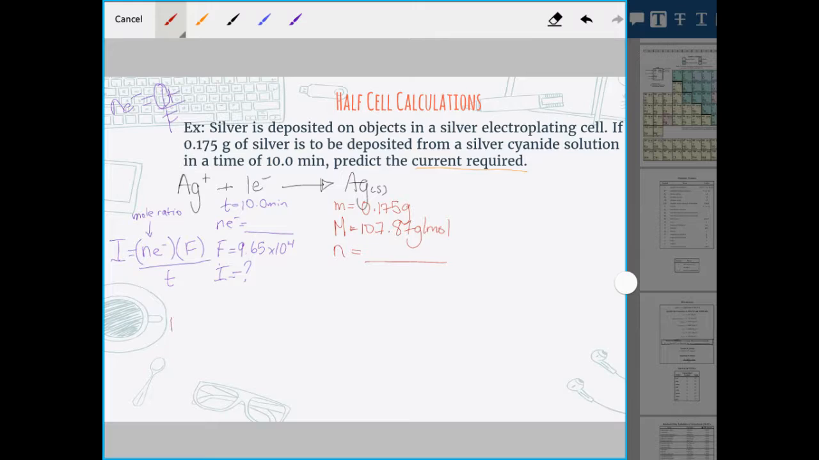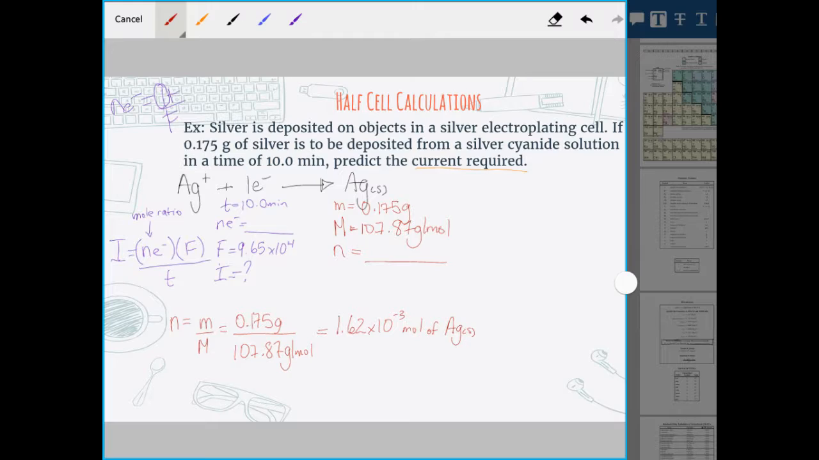For this first calculation, my number of moles from my mole calculation is mass over molar mass. When I do this calculation, my mass is 0.175 grams divided by 107.87 grams per mole. And that initial calculation gives me 1.62 times 10 to the negative 3 moles. And this is moles of solid silver.